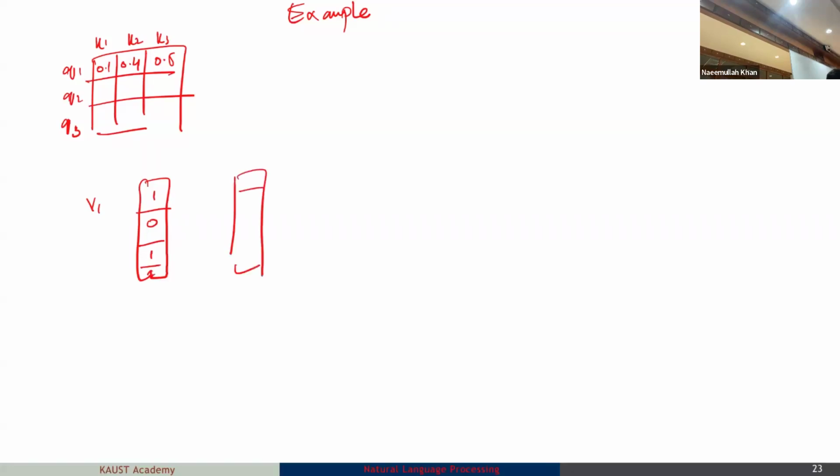So this is Q1, Q2, Q3, K1, K2, K3. Let me write this as an example and put some numbers. So let's say 0.1, 0.4, 0.5. Now let me create the value vectors. Let's say these are 4-dimensional vectors. Value vector V1 is 1, 0, 1, 1. Value vector V2 is 2, 0, minus 1, 0. And value vector V3 is minus 1, 0, 1, 0. So what this will do is take V1 and multiply it with 0.1. I'm just looking at the first token. It will take V2 and multiply it with 0.4, and take V3 and multiply it with 0.5.